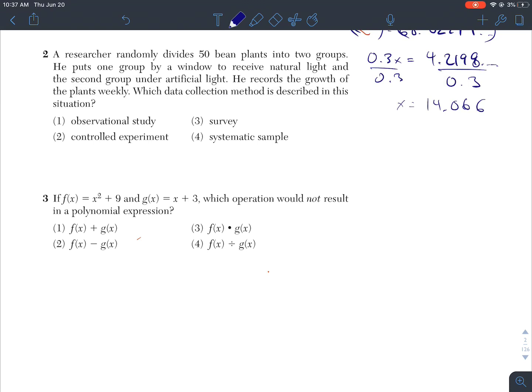A researcher randomly divides, so the researcher is the one dividing 50 bean plants into two groups. He puts one group by a window to receive natural light and a second group under artificial light. He records the growth of the plants weekly. Which data collection method is described in this situation? So it is a controlled experiment, and the reason why is you've got your control group and you've got your experimental group, the group by the window and the group with artificial light.